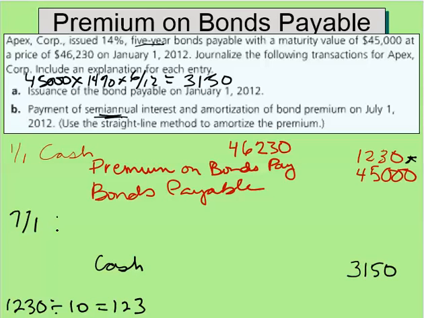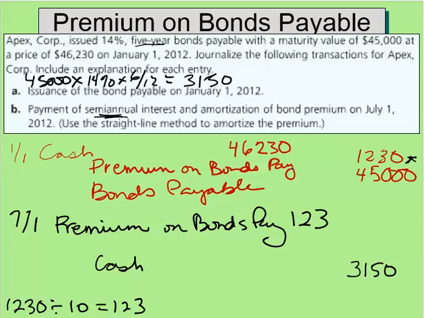So I'm going to have to debit my premium on bonds payable for $123. Again, I'm going to write that $1,230 off over the life of the bond with every interest payment. So I just divided by the number of payments. So I will debit premium on bonds payable $123. Well, you can see my debit here of $123 does not equal my cash credit of $3,150, and the difference is the interest expense.